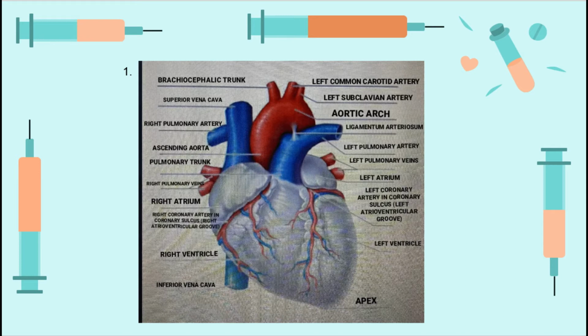And for the second to the last line, which is the left ventricle, it pumps the oxygen-rich blood through the aortic valve out to the rest of the body. And for the last one, which is the apex, it is the inferior tip of the heart and it points toward the left side.